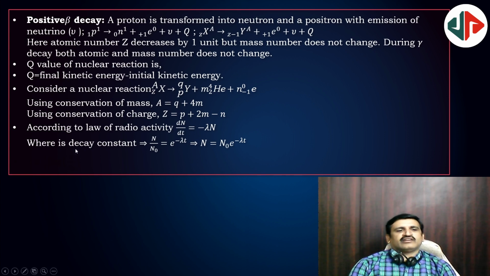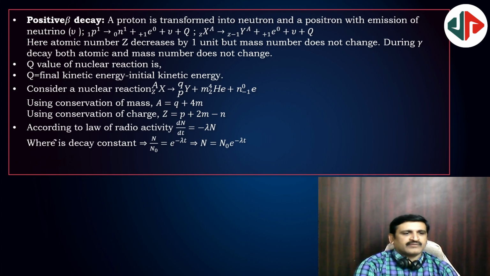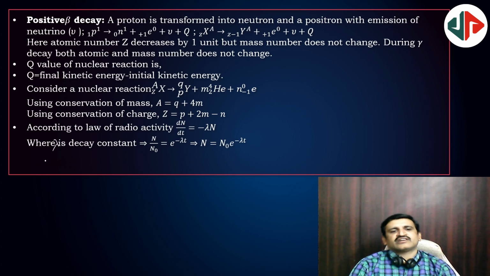where lambda is the decay constant. N is the number of nuclei present after time t, n is equal to n naught e to the power of minus lambda t, and t is equal to 1 by lambda log n naught by n.